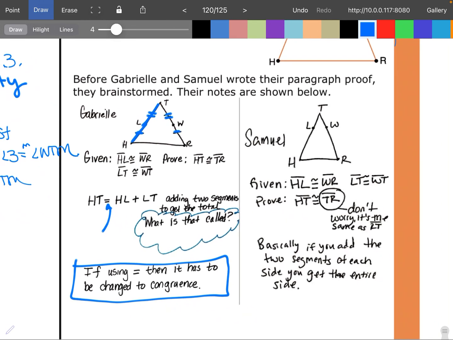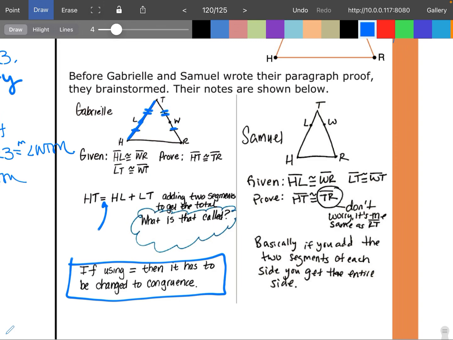Samuel has the same triangle drawn. He has the same given statements. We have to prove that HT is congruent to TR, and he says don't worry that this is backwards, it's the same as RT. So HT is congruent to TR, and he's realizing that even though it says TR, RT means the same thing. Basically, if you add 2 segments of each side, you get the entire side. So he's also talking about what Gabby's talking about over here. So let's let this guide us through our proof.